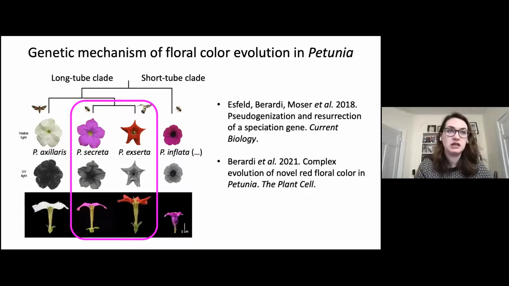And so, like I said, if you'd like to read any more about these stories, here are the 2 publications, and I'd be happy to answer questions about them.